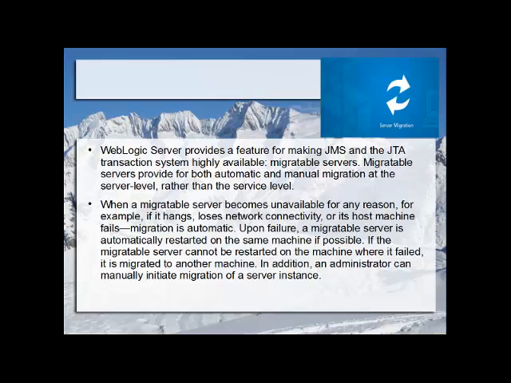When a migratable server becomes unavailable for any reason, for example, if it hangs, loses network connectivity, or its host machine fails, migration is automatic. Upon failure, the migratable server is automatically restarted on the same machine if possible. If the migratable server cannot be restarted on the machine where it failed, it is migrated to another machine. In addition, an administrator can manually initiate migration of a service instance.